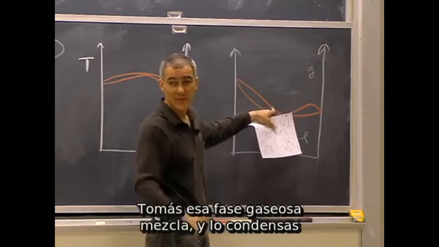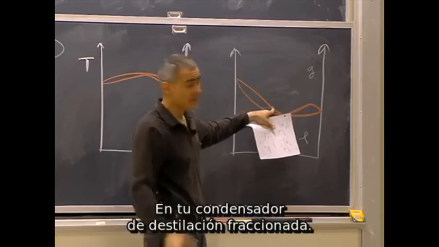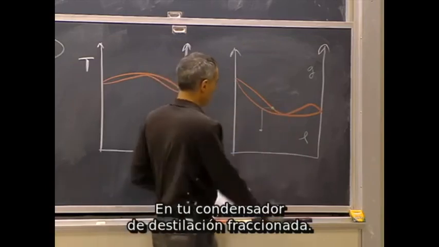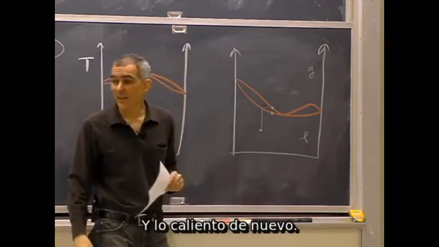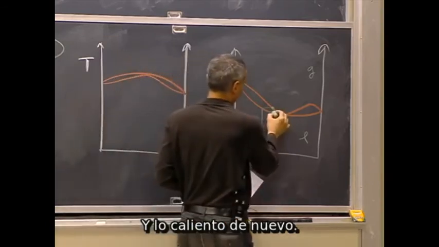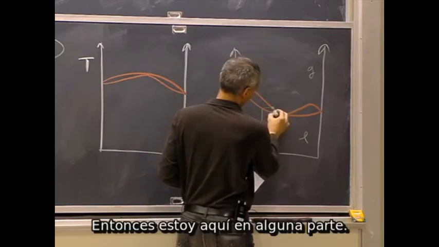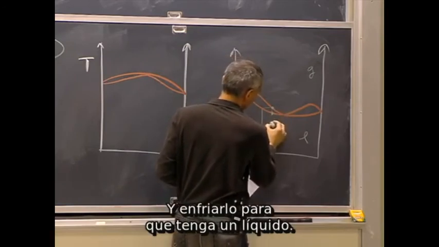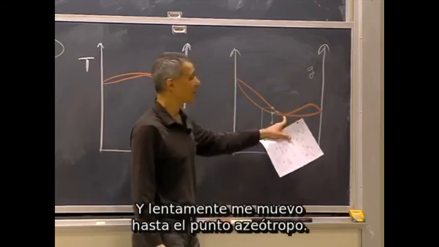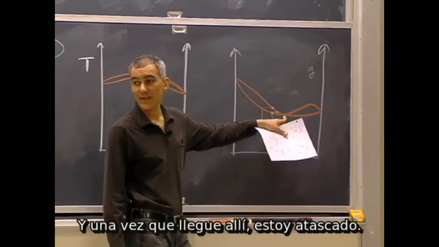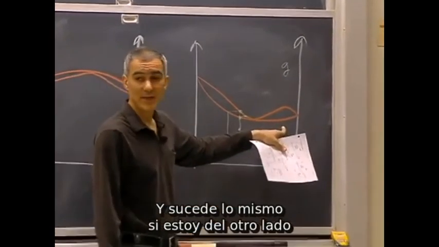You take that gas phase mixture and you condense it in your fractional distillation condenser. Okay, so now I've condensed it, and I heat it up again. I've condensed it, so I'm here somewhere, and I cool it down so that I have a liquid. Then I condense it, and slowly I move over to the azeotrope side. And once I get there, I'm stuck. Right? And the same thing happens if I'm on the other side.